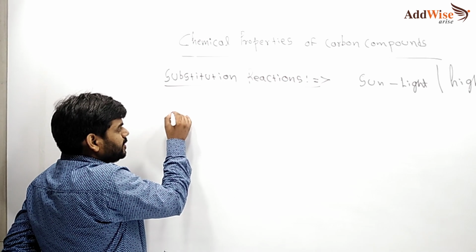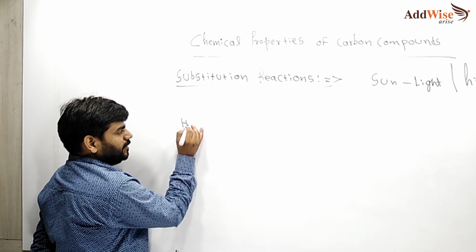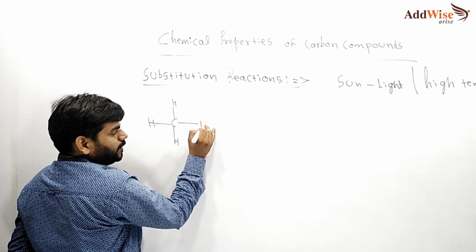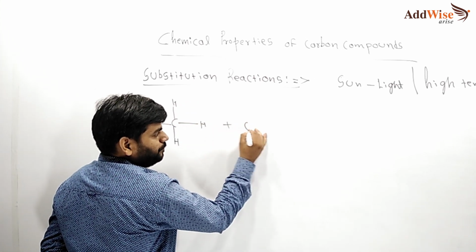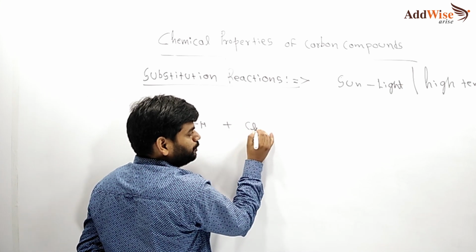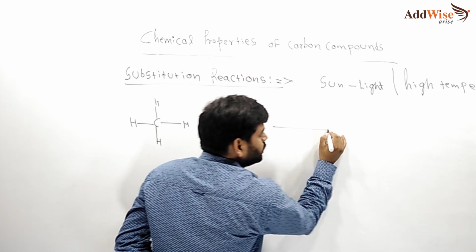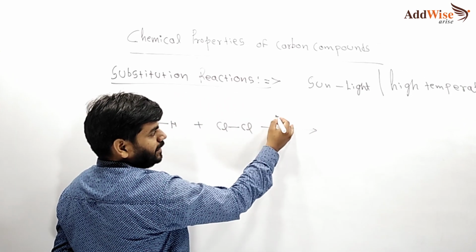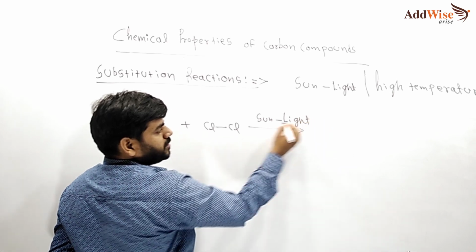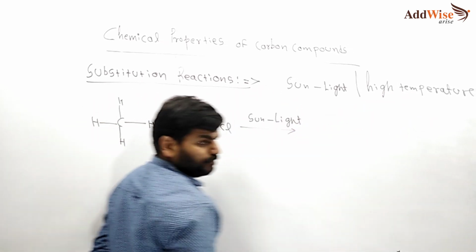Now, let's take one example. Suppose we have methane, and if methane reacts with chlorine, then substitution reaction occurs. The reaction takes place in presence of sunlight. I can write here sunlight. Instead of sunlight, you can also write high temperature.